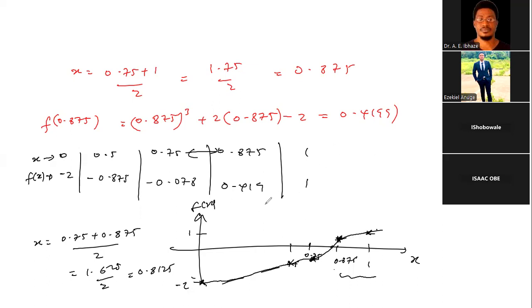So now if we find f of, let's change this color. Now if we say f of 0.8125, it is 0.8125 cubed. I think what's the next thing? It's plus, right? 2 into bracket 0.8125 minus 2. So we're going to get 0.161. Okay, so that's even a better approximation, which is going to be somewhere around here. Do you get the point now?